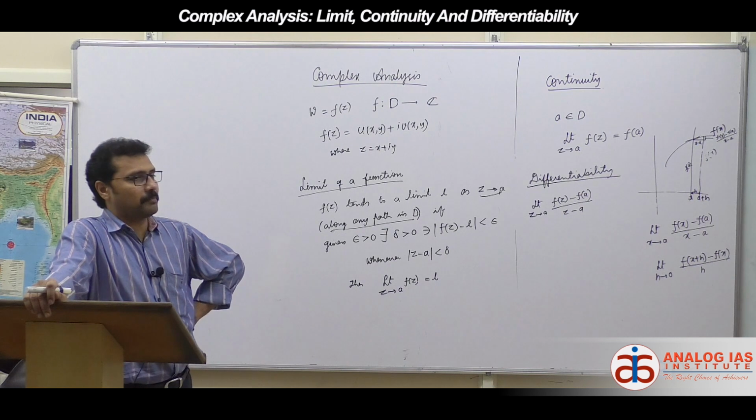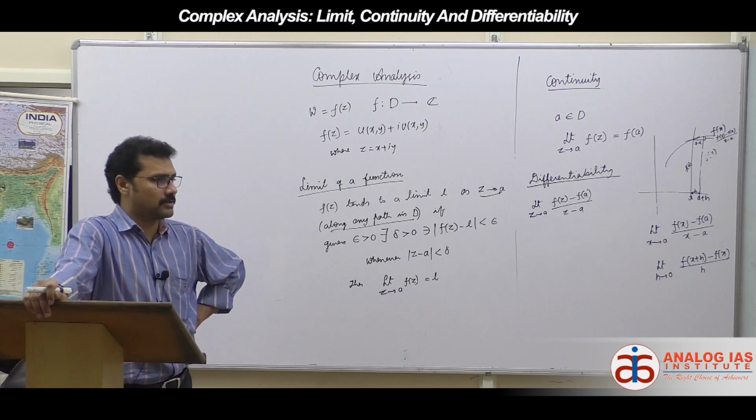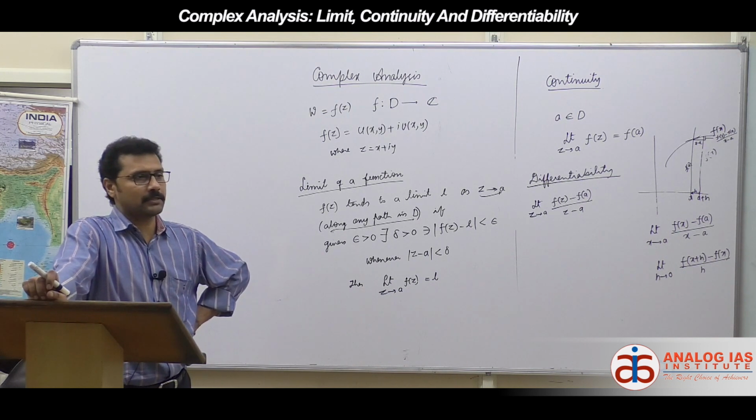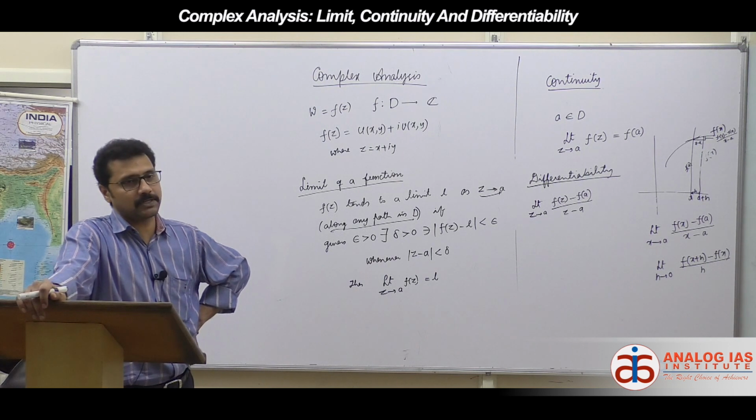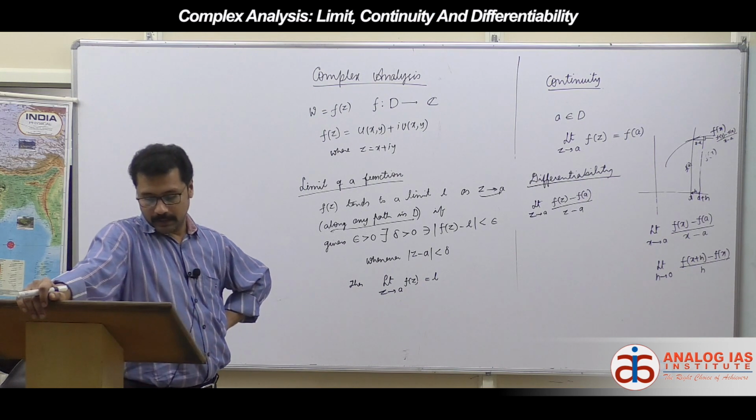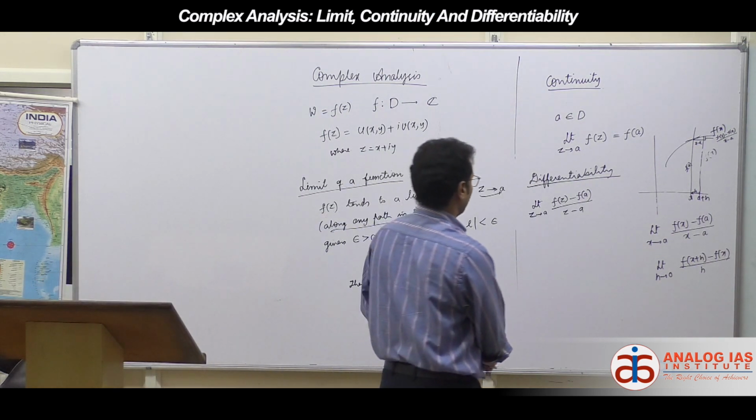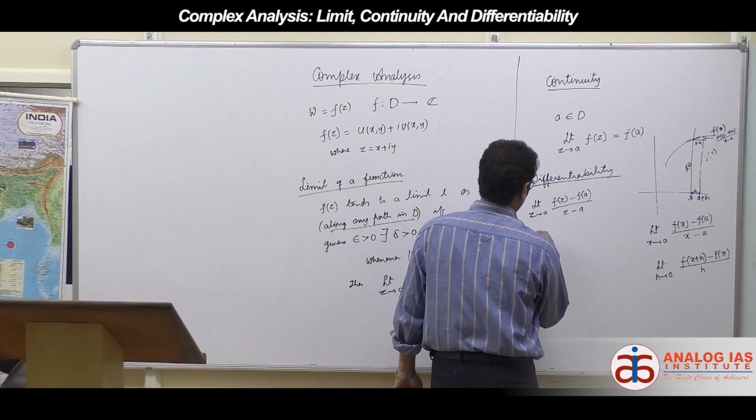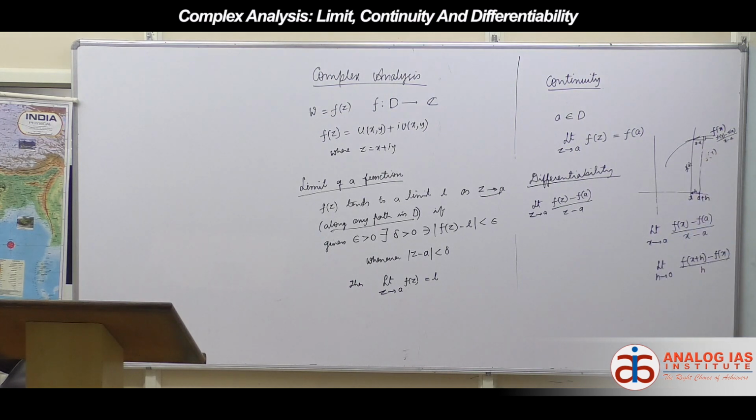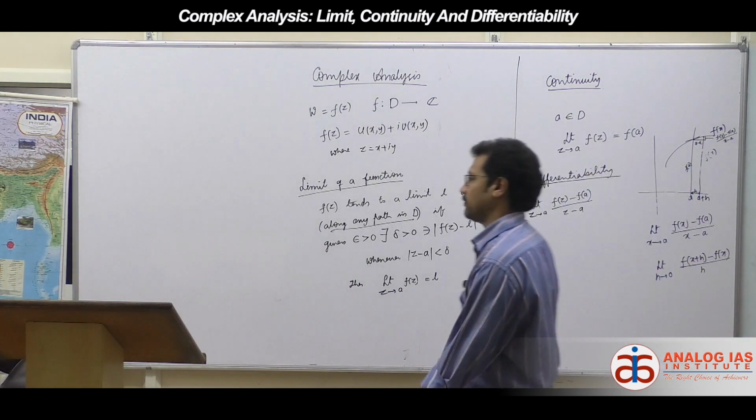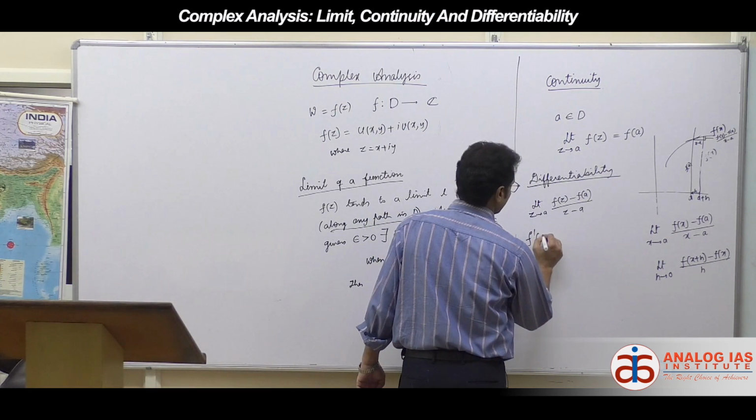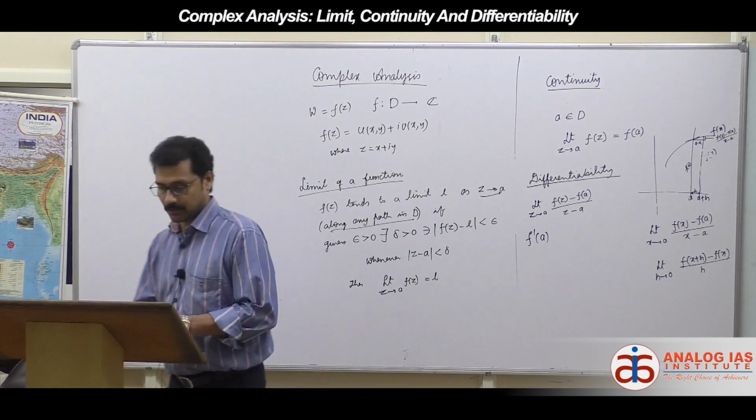That means independent of the path it chooses to travel towards a. If the limit values are the same, then the limit exists. That means my function f of z is a differentiable function at z equal to a. Then we write the differential of f of z at z equal to a as f dash of a.